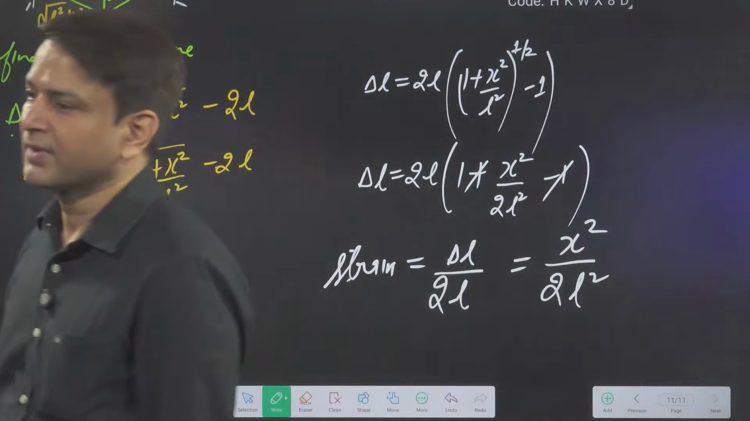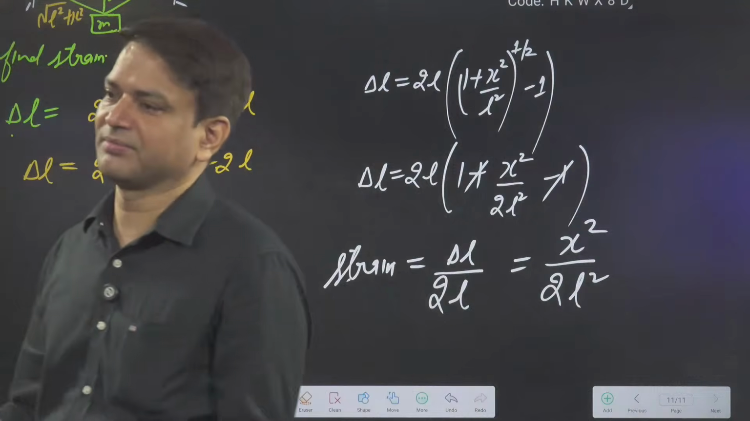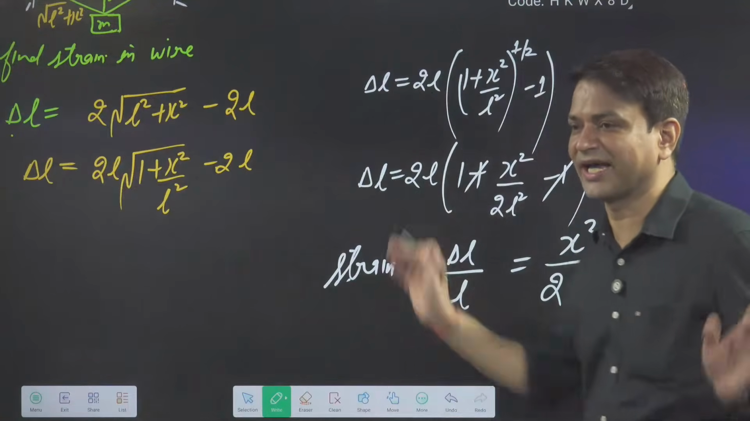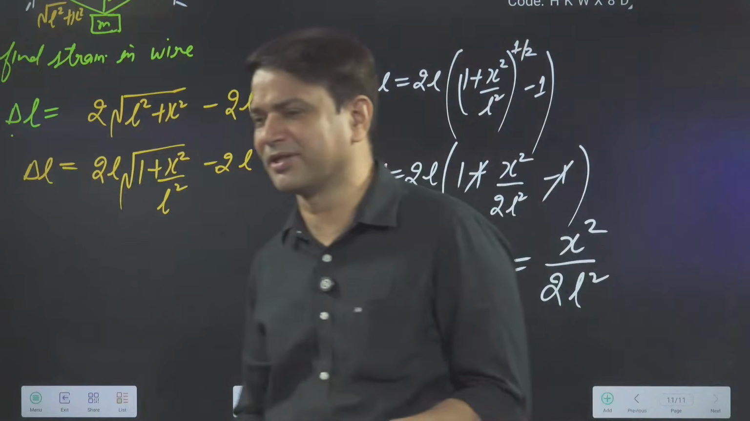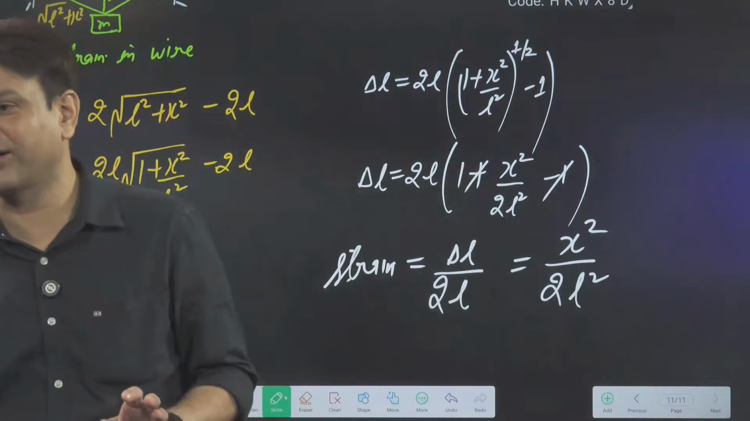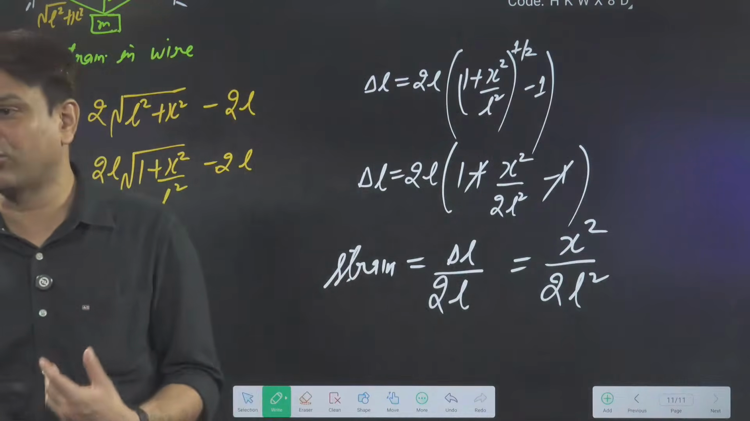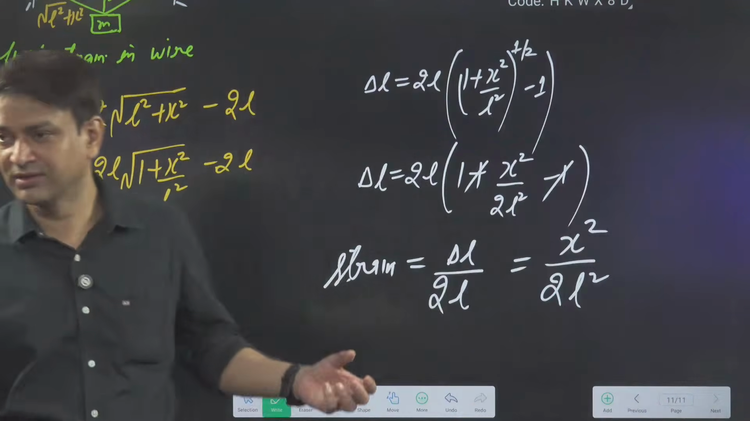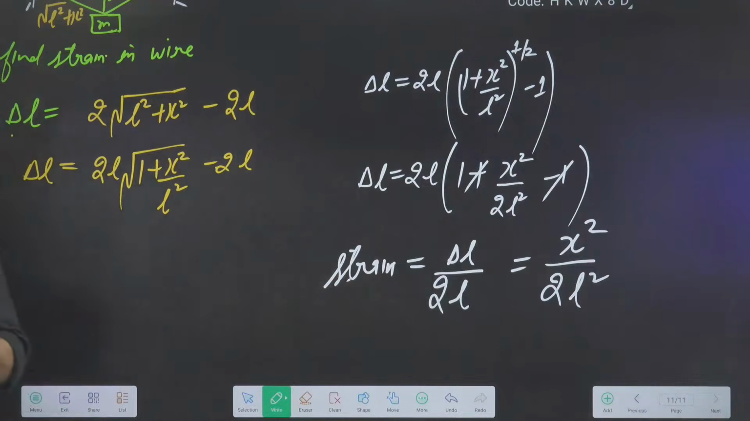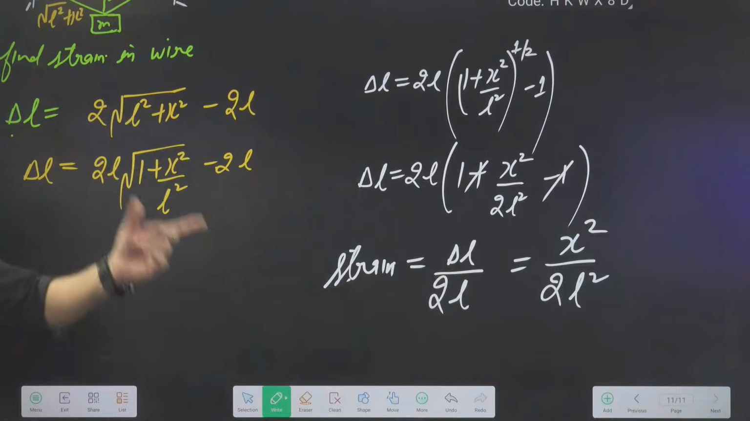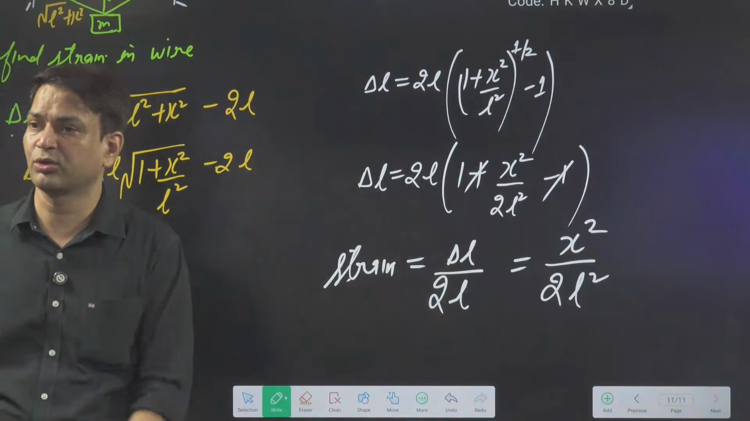Everybody got it? So with delta L by L, you close your eyes and, without thinking anything, you apply the formula, and that is what is happening. In most of the chapter you are doing this. You only make formulas, you don't know the basic meaning and the basic definition of the quantities. So strain here is change in length upon original length. Here the original length from the beginning we have taken as 2L, so that is why we have to find delta L by 2L.